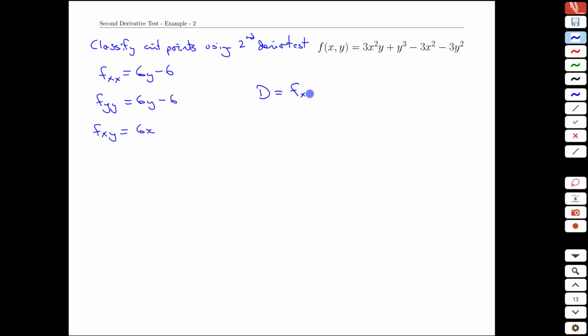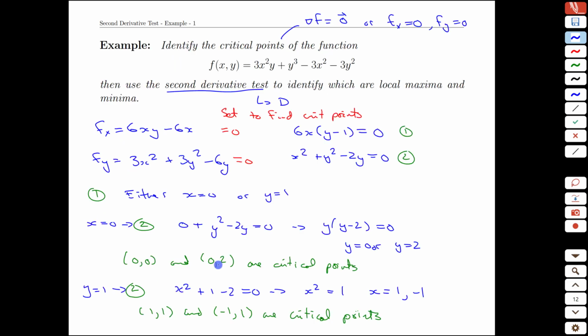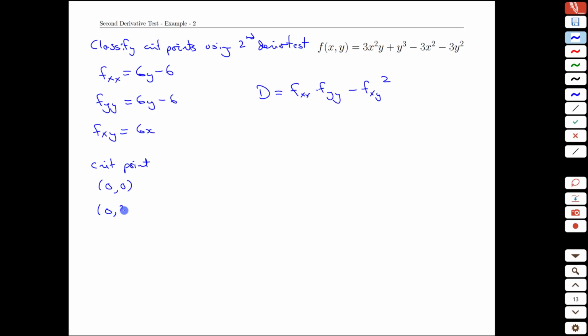Remind ourselves of the formula for the second derivative test. What we're going to need to do is evaluate these products minus that squared for all of the critical points. So this is usually best done in a table, just so we can organize our procedures. Going back, our critical points were (0, 0), (0, 2), (1, 1), and (negative 1, 1).